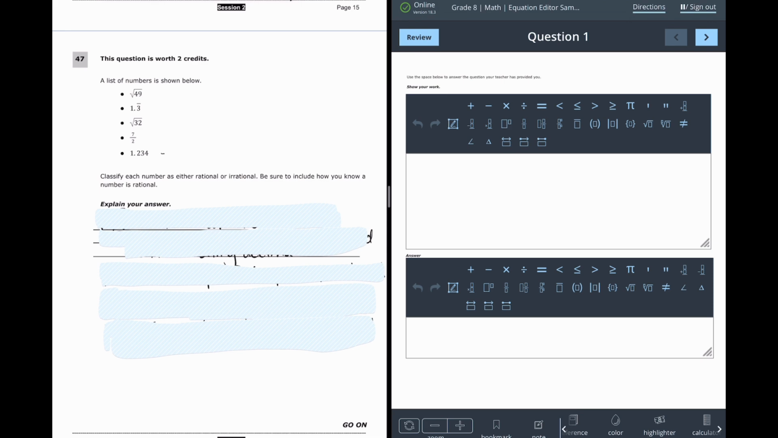All right, here's our last 2-point question. We have a list of numbers. We just have to say whether or not they are rational or irrational, and just say how we know. So I'm just going to show you the 5 bullet points and tell you rational, irrational.